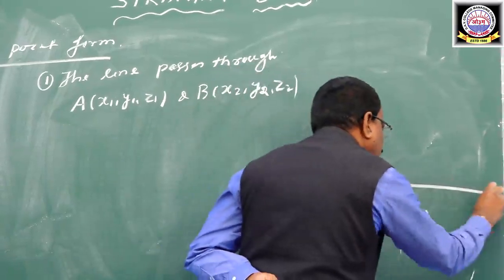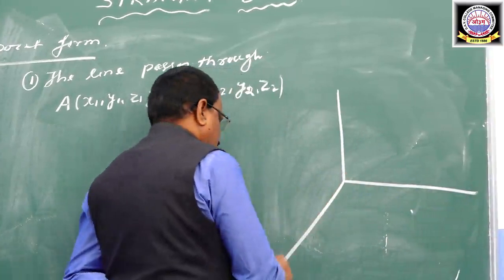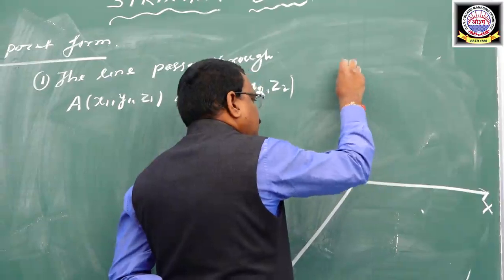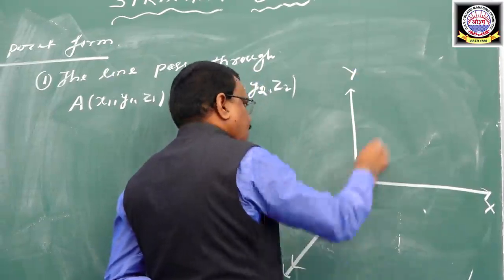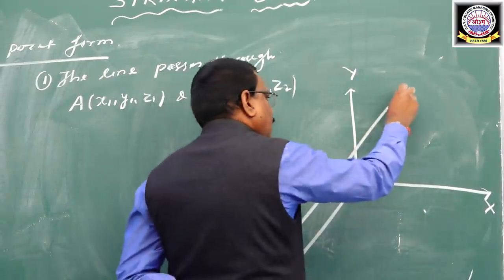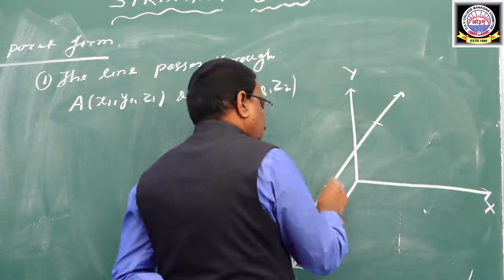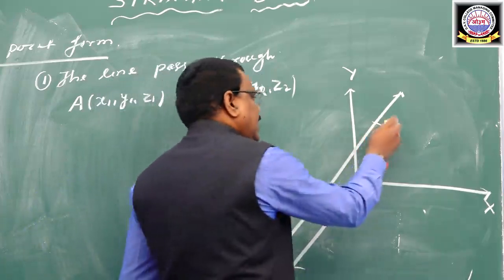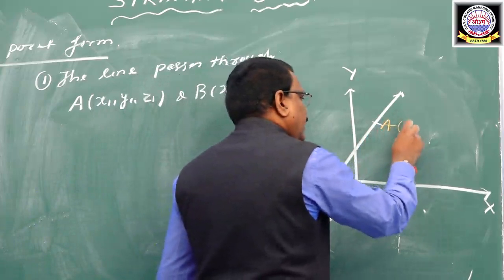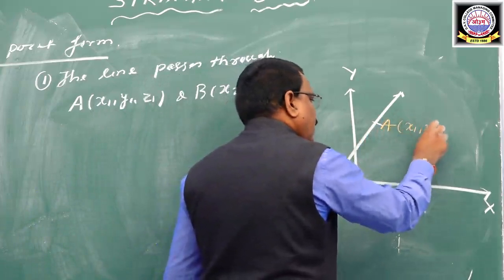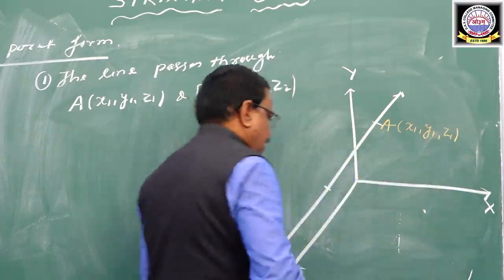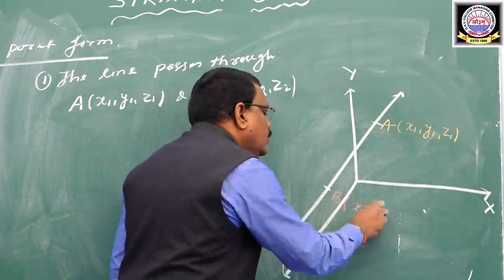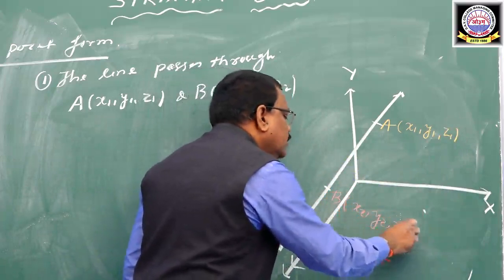The line is passing through 2 points. So this is the coordinate axis x, y, and z. I am taking any line. On the line, 2 points are already given. Let the 2 points be like this: point A with coordinates x1, y1, z1, and point B with coordinates x2, y2, and z2.